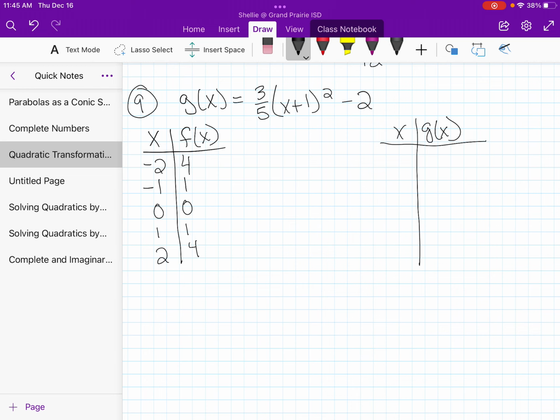Okay, let's do a quick double check. So I'm going to look at the y values, so I'm going to look at the vertical transformations. So I'm multiplying by 3/5 and then subtracting 2. And I'm going to do that to all of these numbers here. So what I would do is I would take 4 times 3/5 minus 2. And I got negative 2/5.